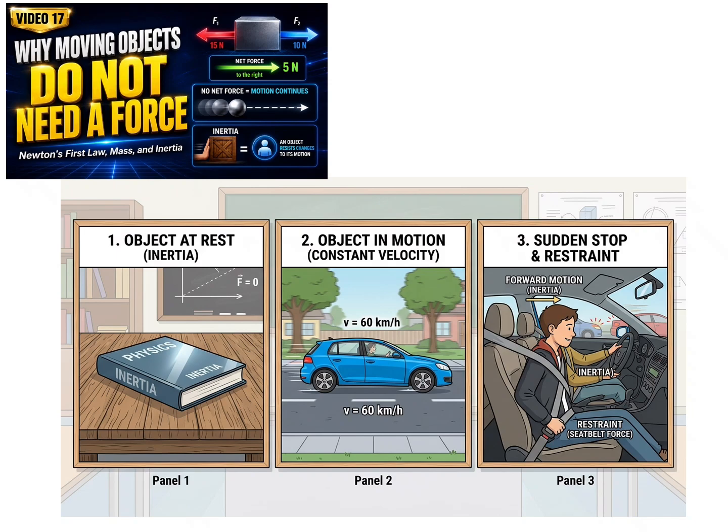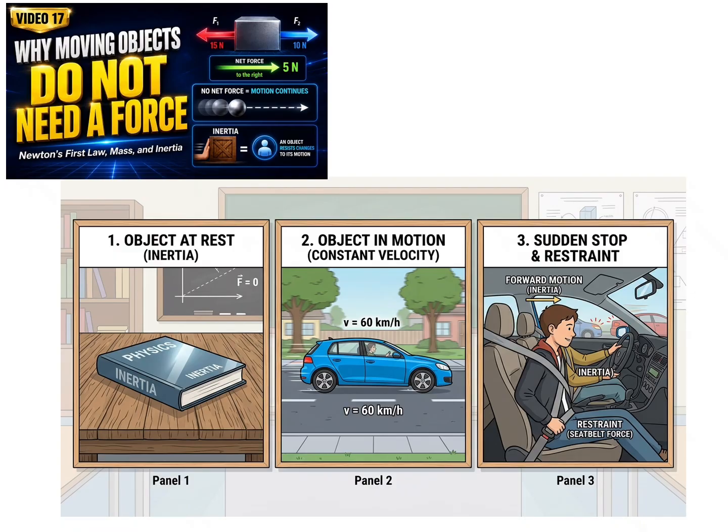Look around you for a moment. A book rests on a table. A car moves at a steady speed. A passenger lurches forward when the driver suddenly presses the brakes and the seat belts restrain the passenger. What connects all these situations?